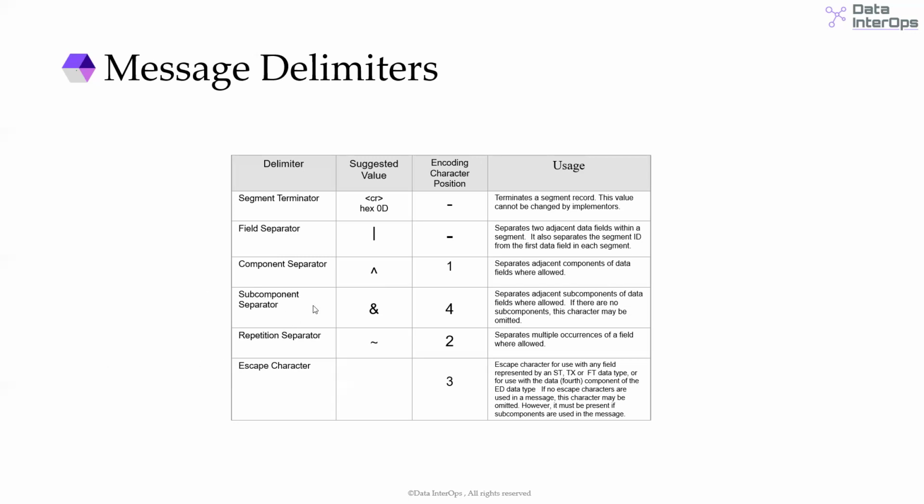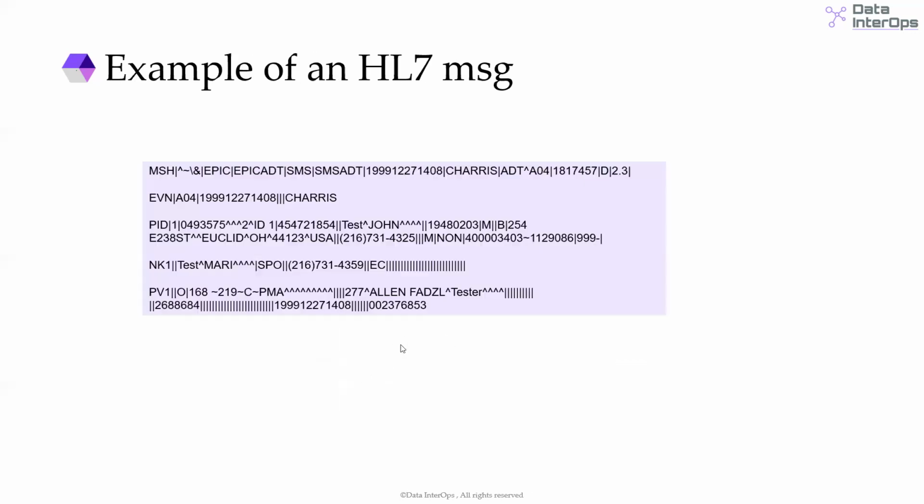Next, we have three more called subcomponent separator, repetition separator, and escape character. We will see them with examples on the fly down the line whenever we come across these symbols.